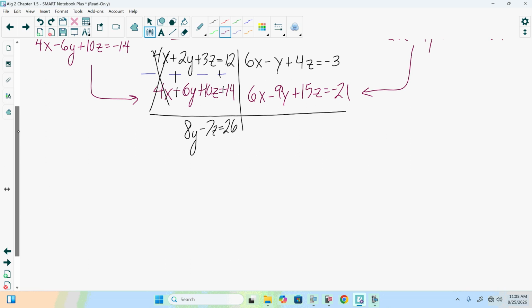Now, to eliminate that x, we have to either add these two equations together or subtract. If the signs are the same, we subtract. If the signs are opposite, we add. 6x plus 6x, 6 plus 6 is 12. 6 minus 6 is 0. So that means we're going to subtract.